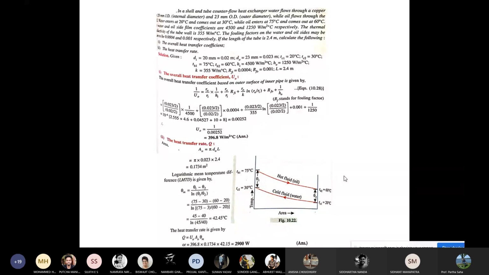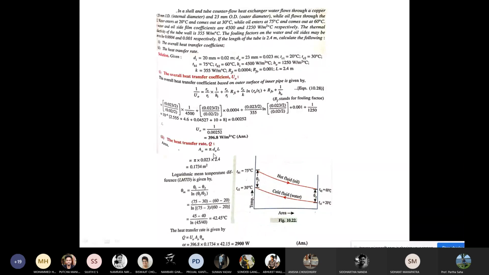So all the parameters are given: Di, Do, inside diameter, outside diameter, inlet temperature of the cold fluid, outlet temperature of the cold fluid, inlet of the hot fluid, outlet of the hot fluid, heat transfer coefficient inside and outside, thermal conductivity, fouling factor. So for the overall heat transfer coefficient, like this expression we have already seen, right? 1 over U naught will be this, equation 10.28. So you can calculate U naught equal to 396.8 watt per meter square C. That was the overall heat transfer coefficient.